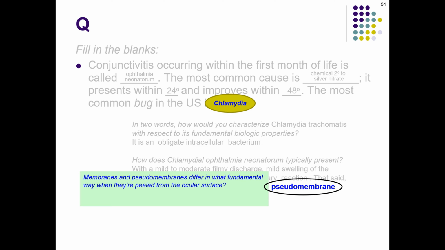What is the main differentiating point between membranes and pseudomembranes? This is what we spoke about in the first lecture. However, we repeat it here: with a membrane, the underlying epithelial bed will bleed if the membrane is peeled. However, this epithelial bed will not bleed when you peel the pseudomembrane.